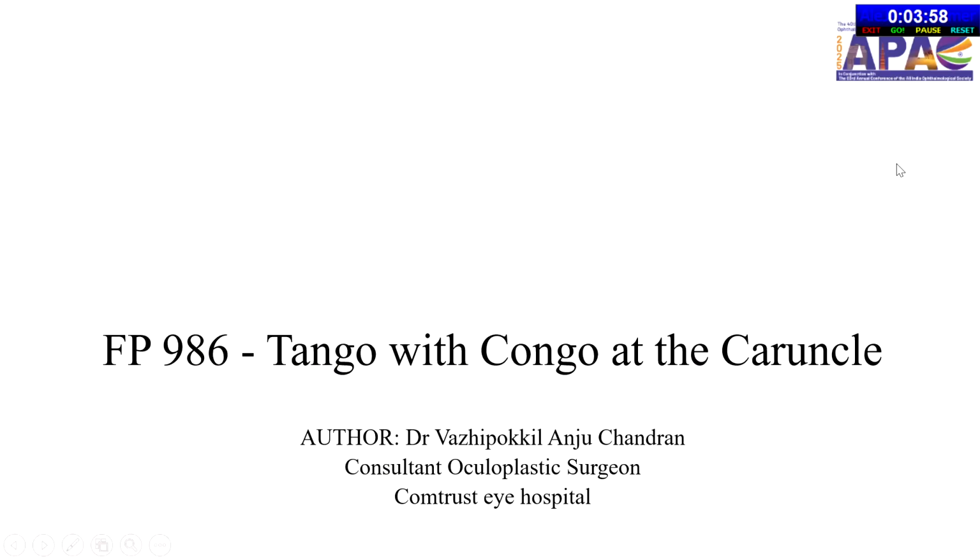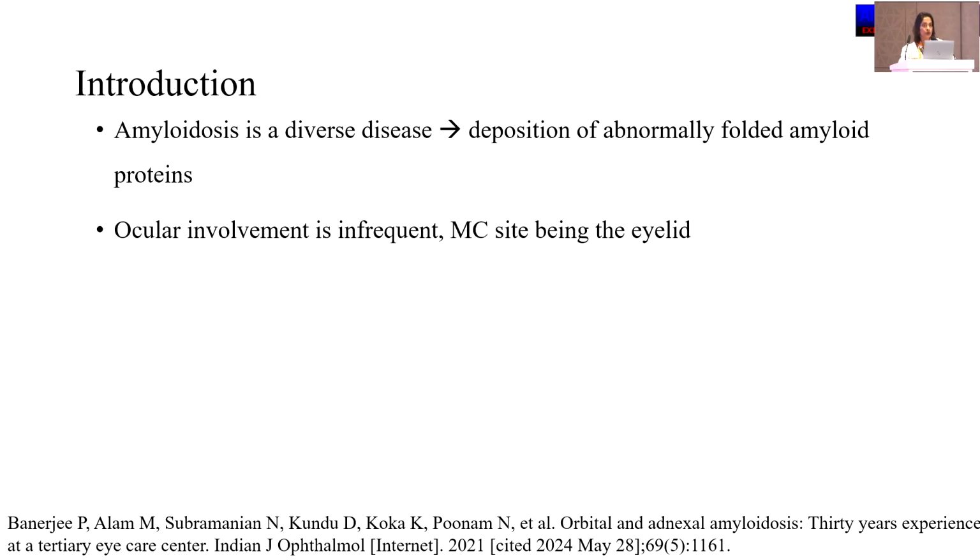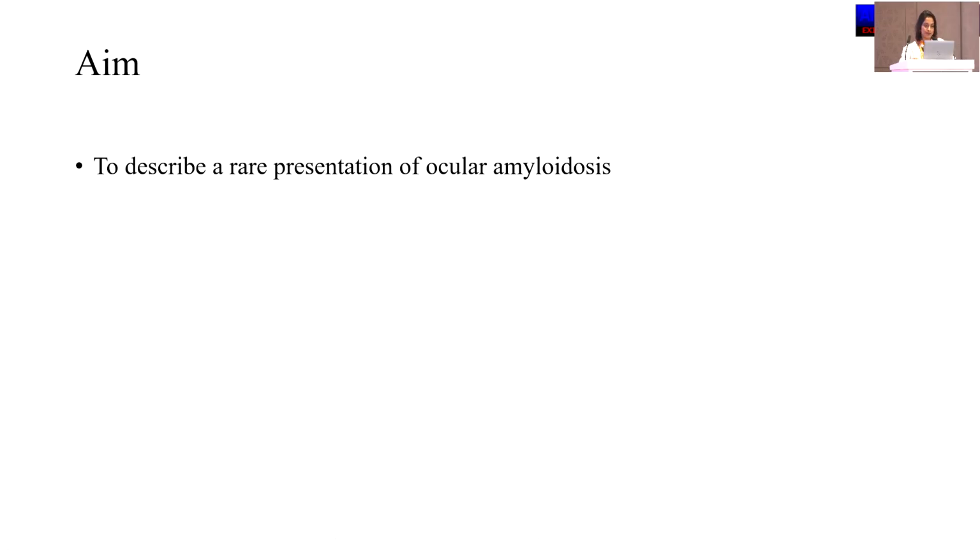Today I'll be presenting on Tango with Congo at the Caruncle. The disease associated with Congo, or rather the Congo red in particular, is amyloidosis, which is a heterogeneous group of diseases which involves deposition of abnormally folded amyloid proteins in the extracellular spaces. These are usually localized or systemic, and ocular involvement is very infrequent, the most common site being the eyelid. So here is a case where there's a rare presentation of ocular amyloidosis.